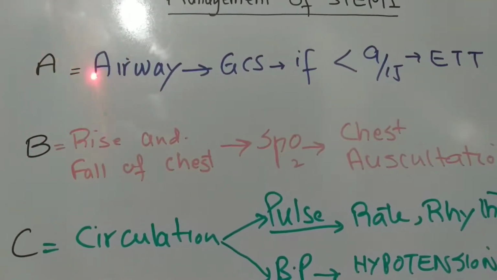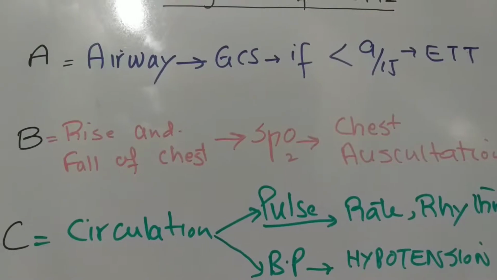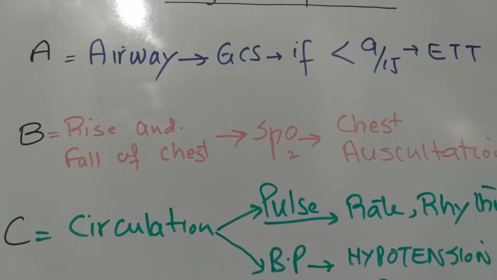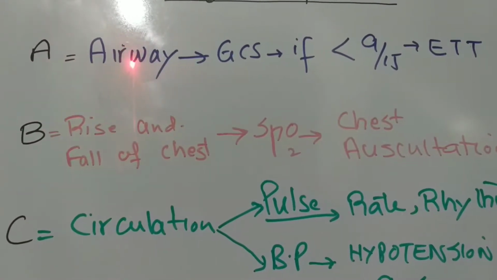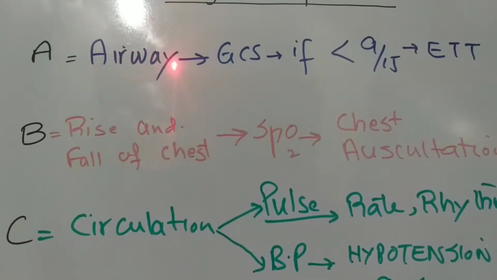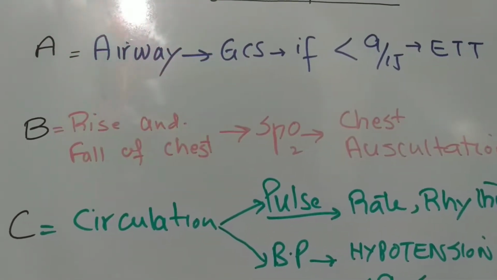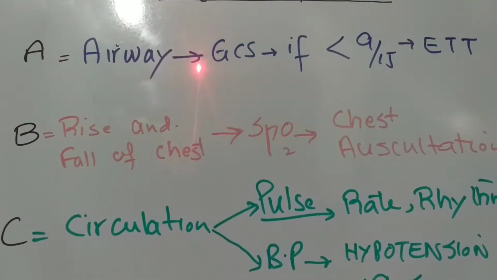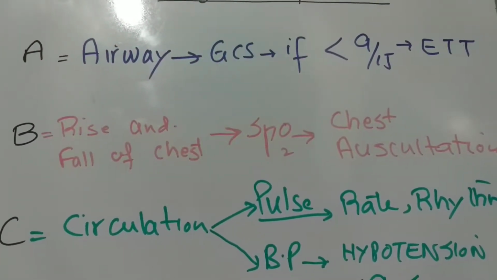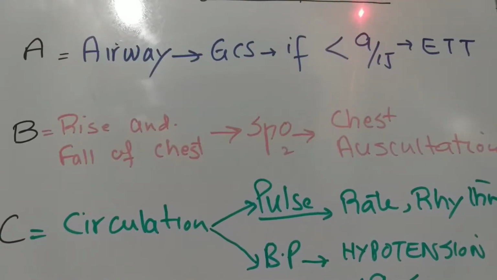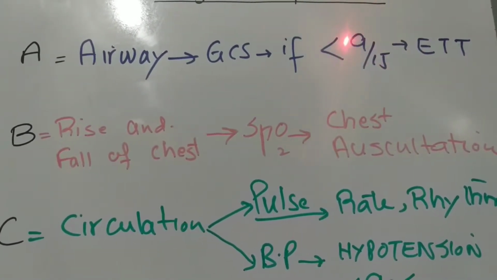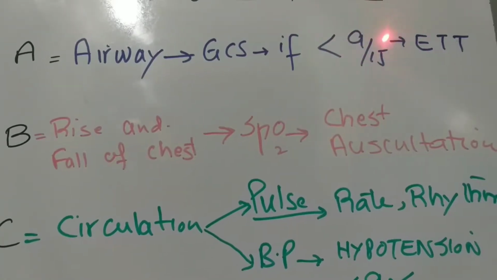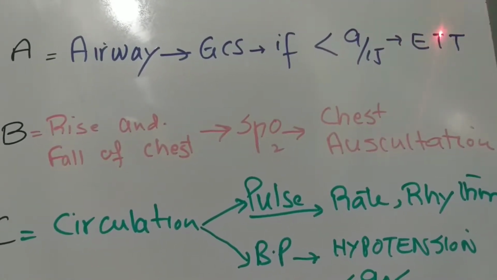Though it demands a separate video because it needs to be explained and discussed in detail, but talking briefly, A stands for airway. Airway is related to the conscious level of the patient. Like GCS is Glasgow Coma Scale. If a patient has a GCS which is less than 9 by 15, then there are chances that this patient will not be able to take care of the airway, and you will have to pass the endotracheal tube.